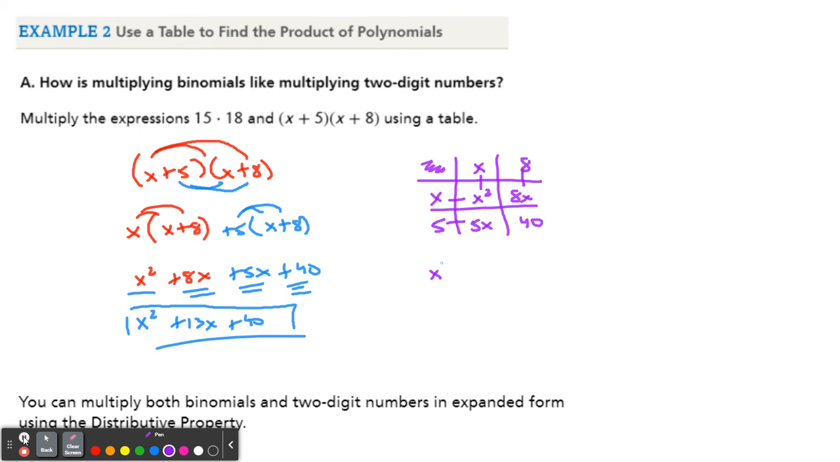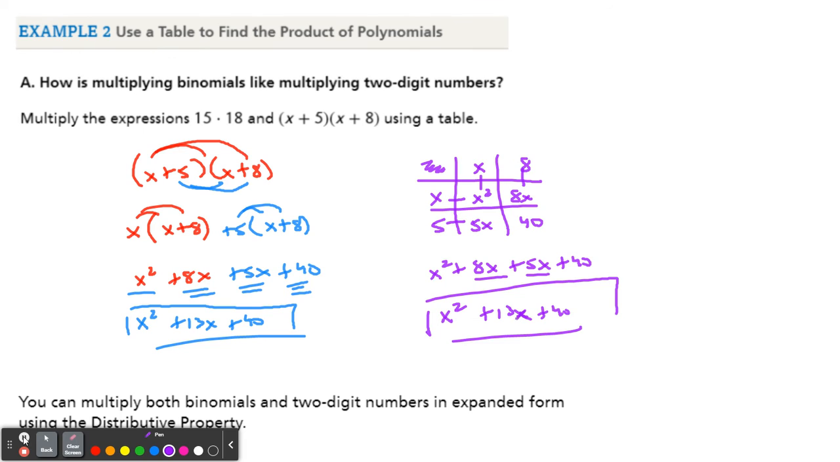So now we just do x squared plus 8x plus 5x plus 40. Right? You write these 4 terms horizontally, and you combine. Right? We have an x squared. We have an 8x and a 5x, which is 13x, and then we have the plus 40. Same exact answer, no matter if you do it horizontally or in the table.